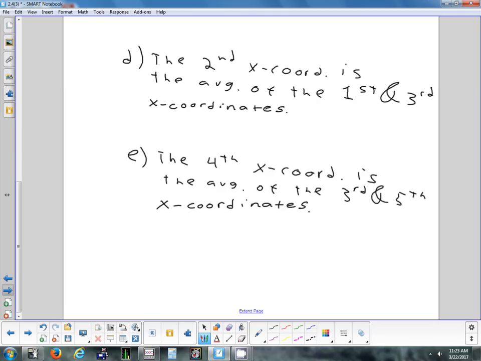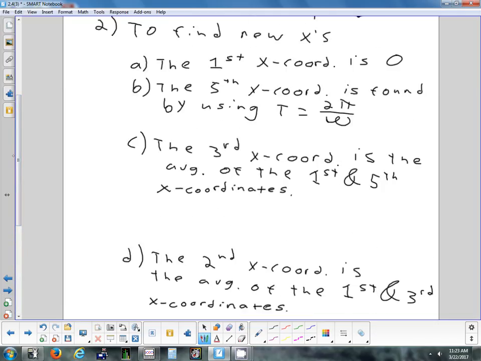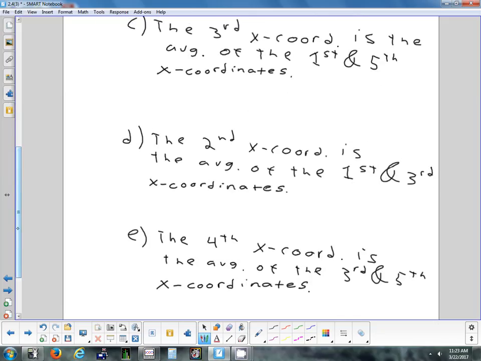Okay, so any questions on the five steps there? So first x-coordinate is always 0. The last one is always 2 pi over your number in front of x. And then for the rest, you just average, or look for a pattern, and you can go with that.